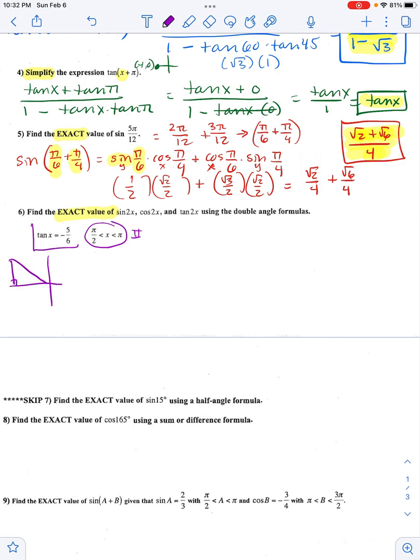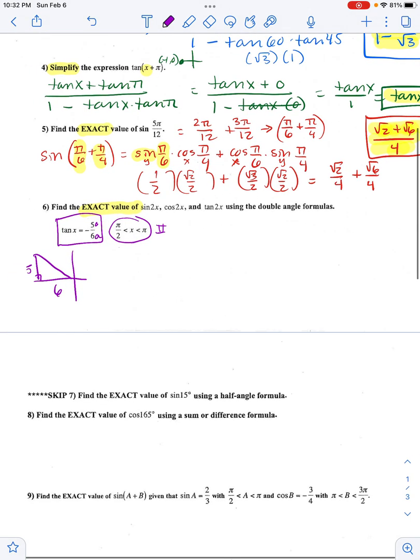This part will always tell you 2 pieces. In this case, because it's tangent, it's opposite over adjacent. So I have a 5 and I have a 6. And one of them has to be negative because my tangent's negative. Well, in that quadrant, which one is negative? The negative one would be the 6 because you're going left.